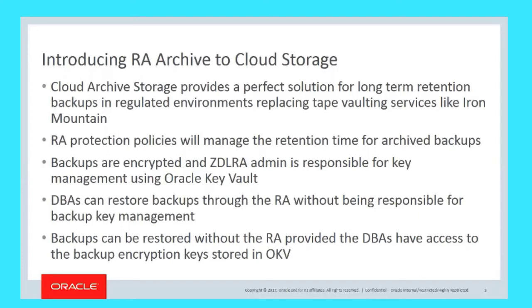The recovery appliance protection policies will manage the retention for archive backups the same way it happens today for ZDLRA tape out operations. All the backups sent to archive are encrypted using RMAN encryption, with keys provided by an external key manager, which in this case is Oracle Key Vault. The DBAs can restore those backups directly through the recovery appliance without even knowing that what they are restoring is actually coming from the cloud, or they can restore those backups directly from the cloud archive without a recovery appliance. The backups are stored in the cloud in native RMAN format. So from any client that can access the cloud storage, you can just use RMAN to restore those backups.